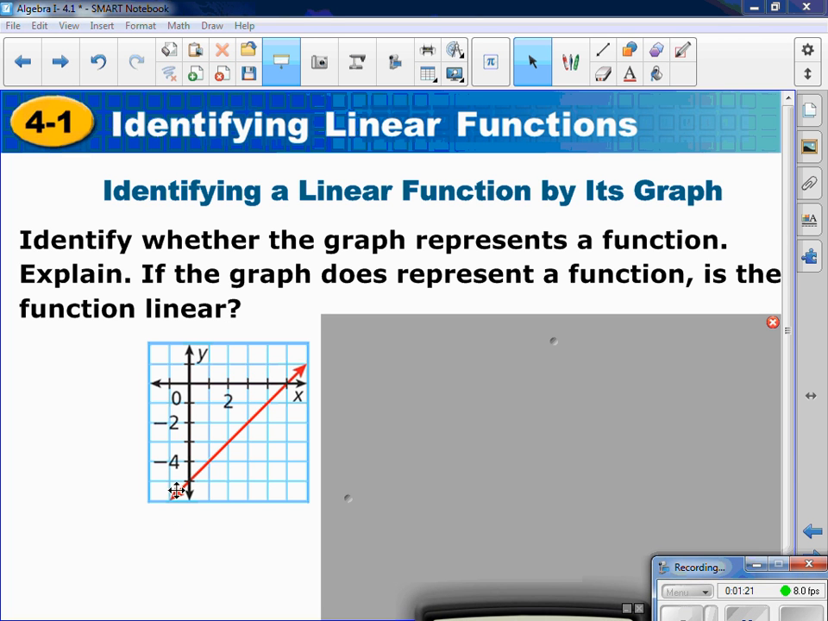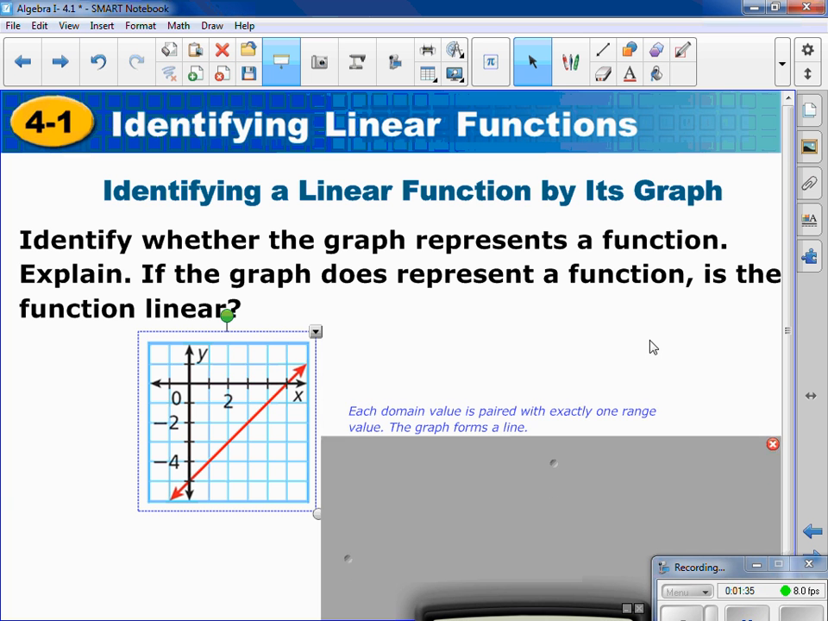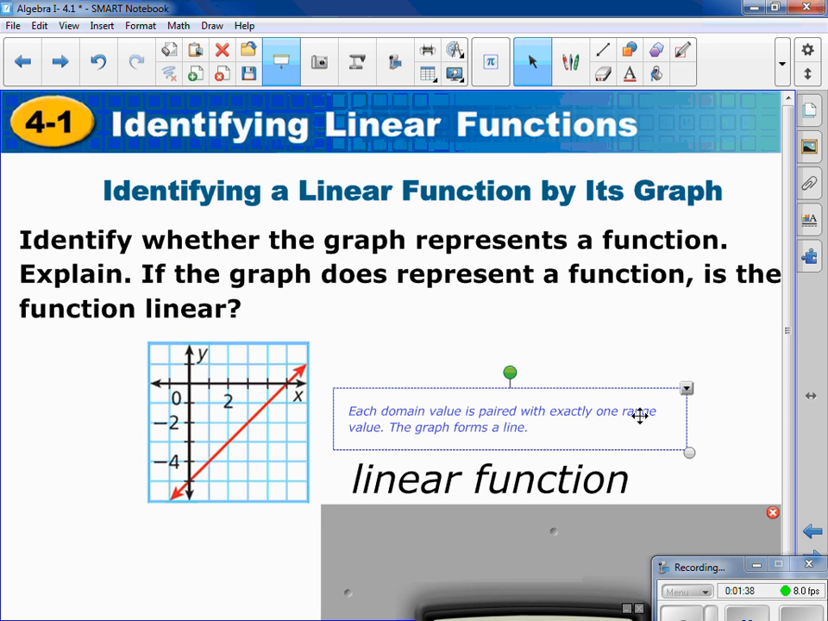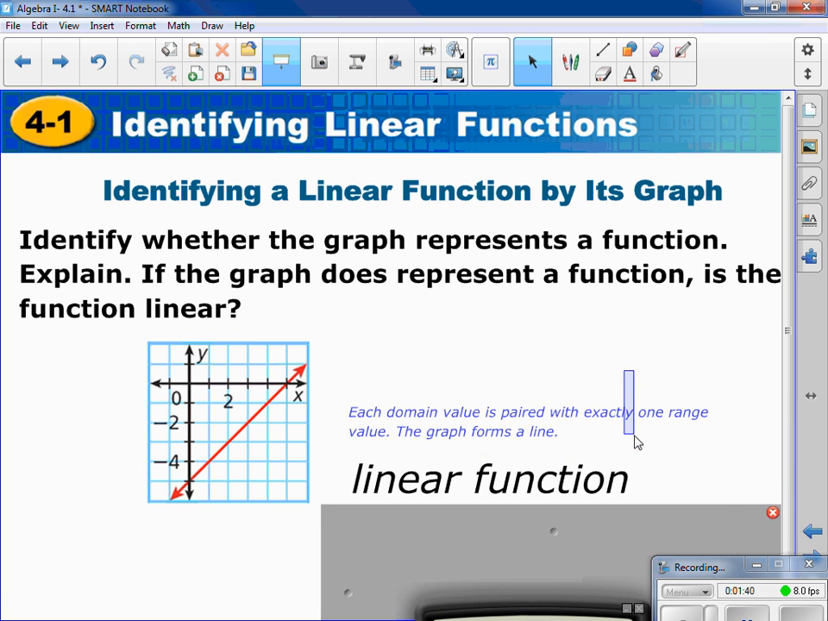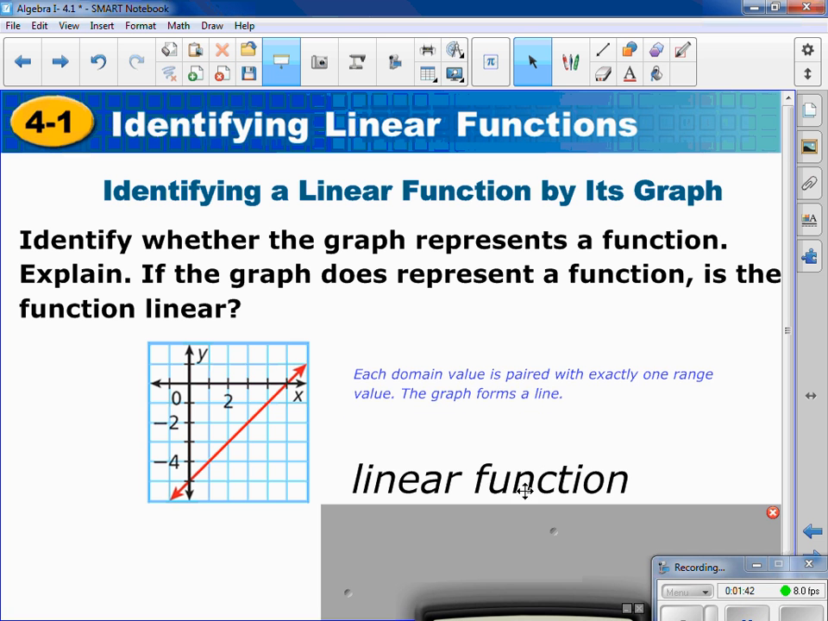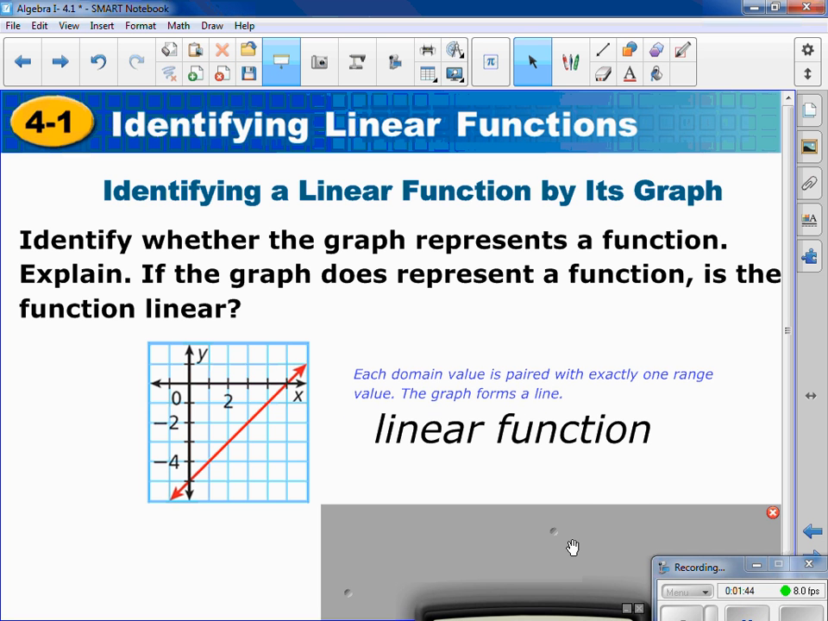Looking at this graph, I'm looking, do any of the domains, x values, repeat? Do I ever have two values for one of the x's? No. Is this a perfect straight line? Yes. Since each domain is paired with exactly one range, and it forms a line, it is considered a linear function.